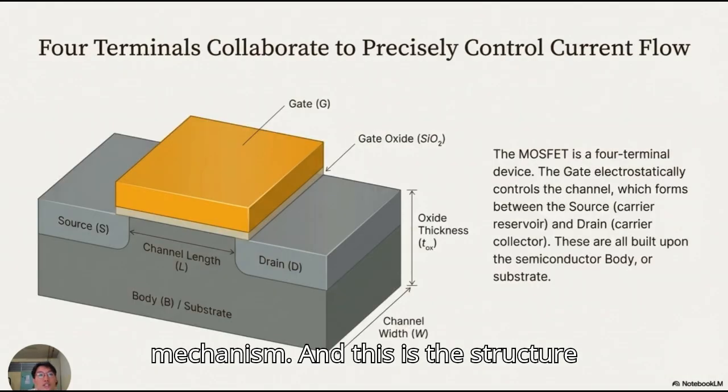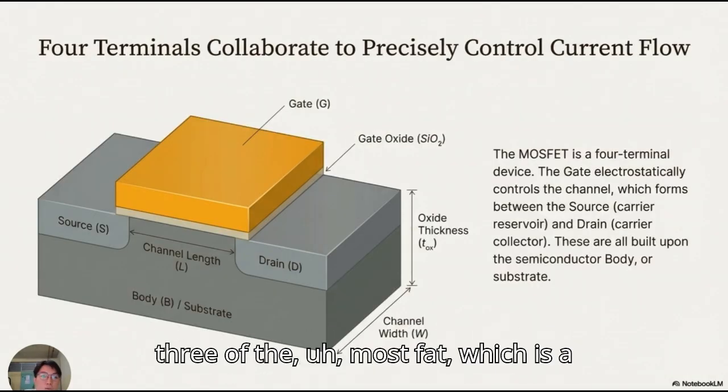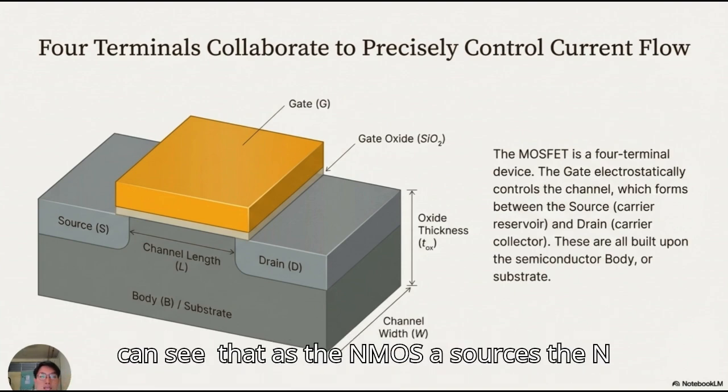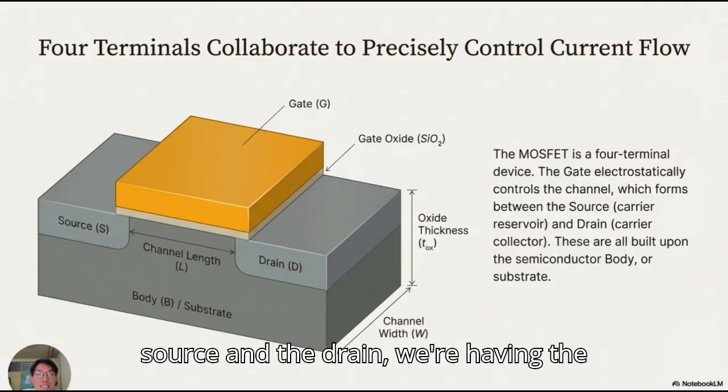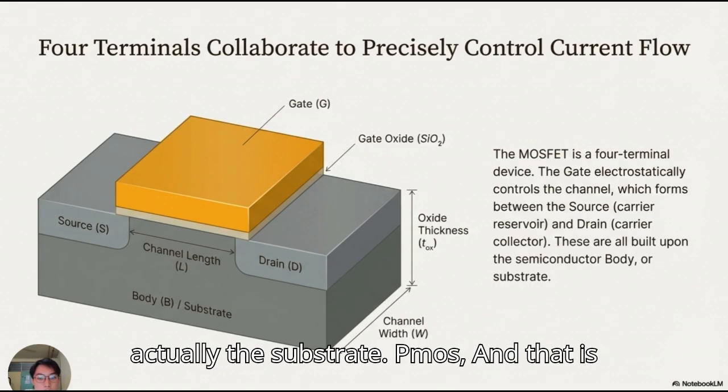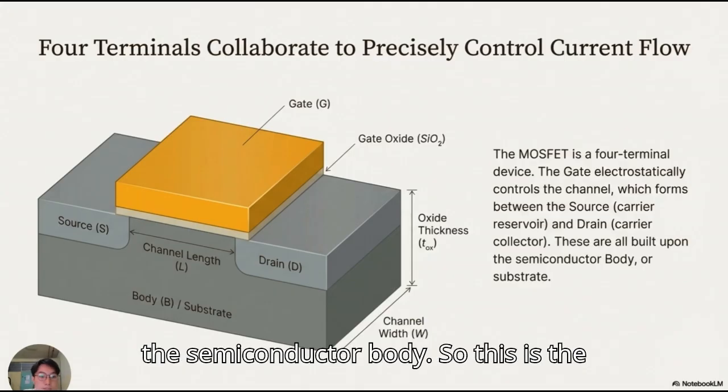And this is the structure of the MOSFET, which is a four-terminal device to precisely control how the current flows. You can see there's a source and there's a drain, and between the source and the drain we have the gate. And below the three of them is the substrate, and that is the semiconductor body.